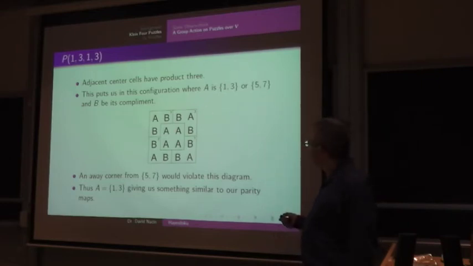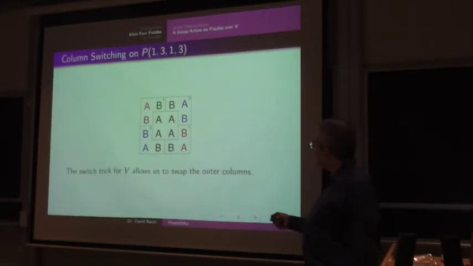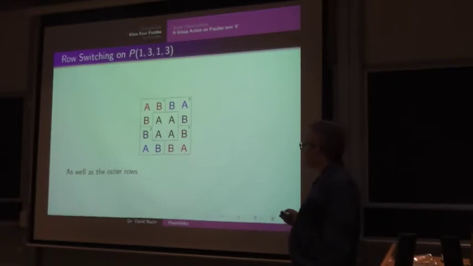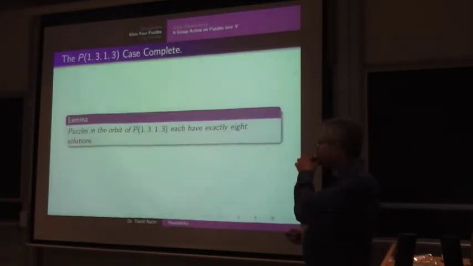So basically, once I know that the A's have to be from 1, 3, and the B's have to be from 5, 7, this is the same thing that we had in Z4 with the odds and the evens. So we get something similar to a parity map. Now these green entries determine the square, which implies that there's at most 8 solutions. And then we have our switch trick again, so we could switch the left and the right column, the top and the bottom rows, and the 4 center entries. So this shows us that there's also at least 8 solutions. So we get 8 solutions in the 1-3-1-3 case.